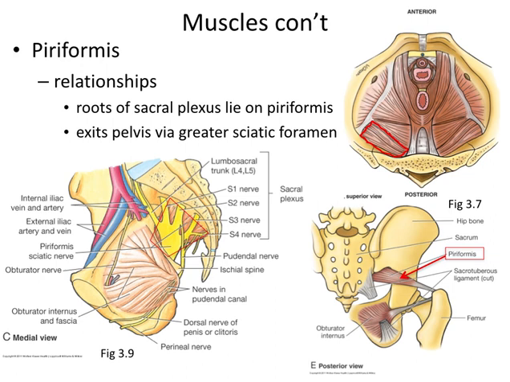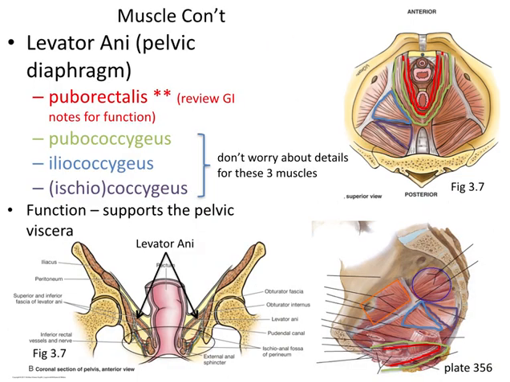And the other important relationship is that the roots of the sacral plexus, which you can see on the left side there, are lying right on top of the piriformis, which will then form the sciatic nerve, which exits through the greater sciatic foramen as well. All right, so those are the important relationships of the piriformis muscle. And finally, the levator ani muscle.